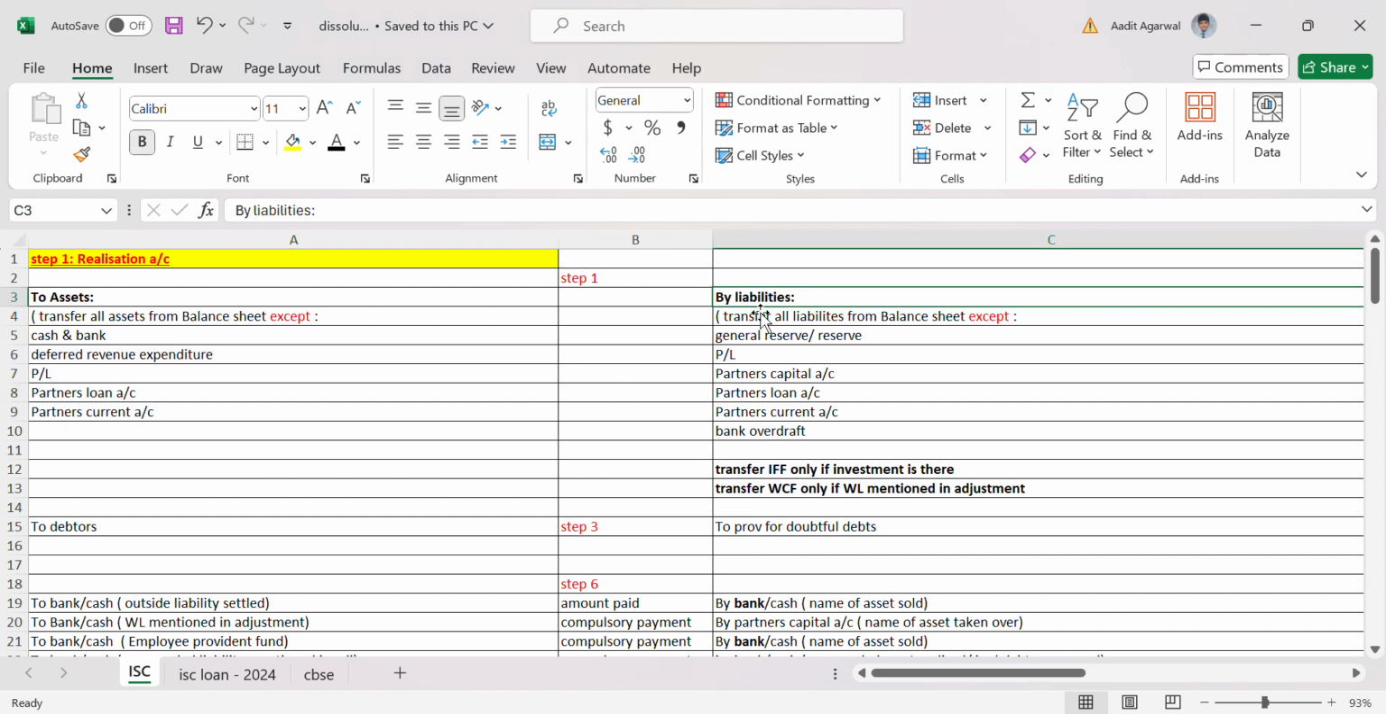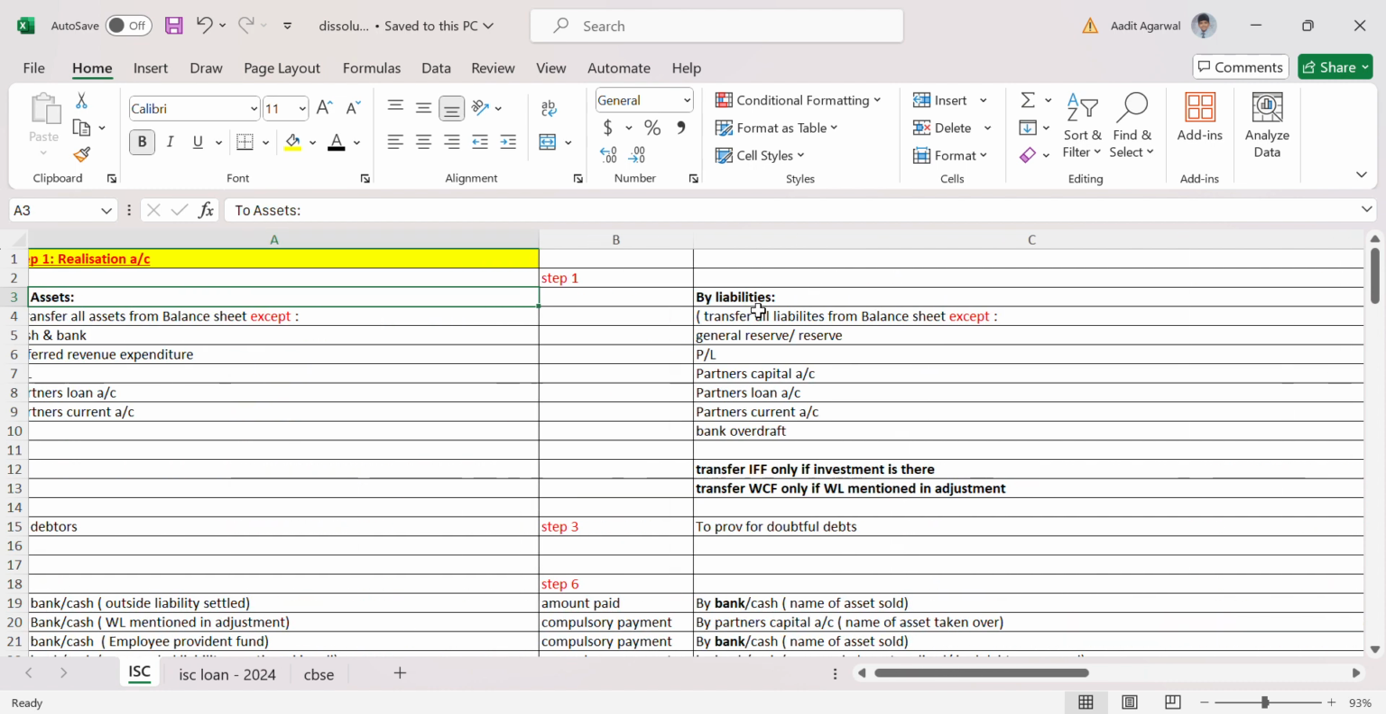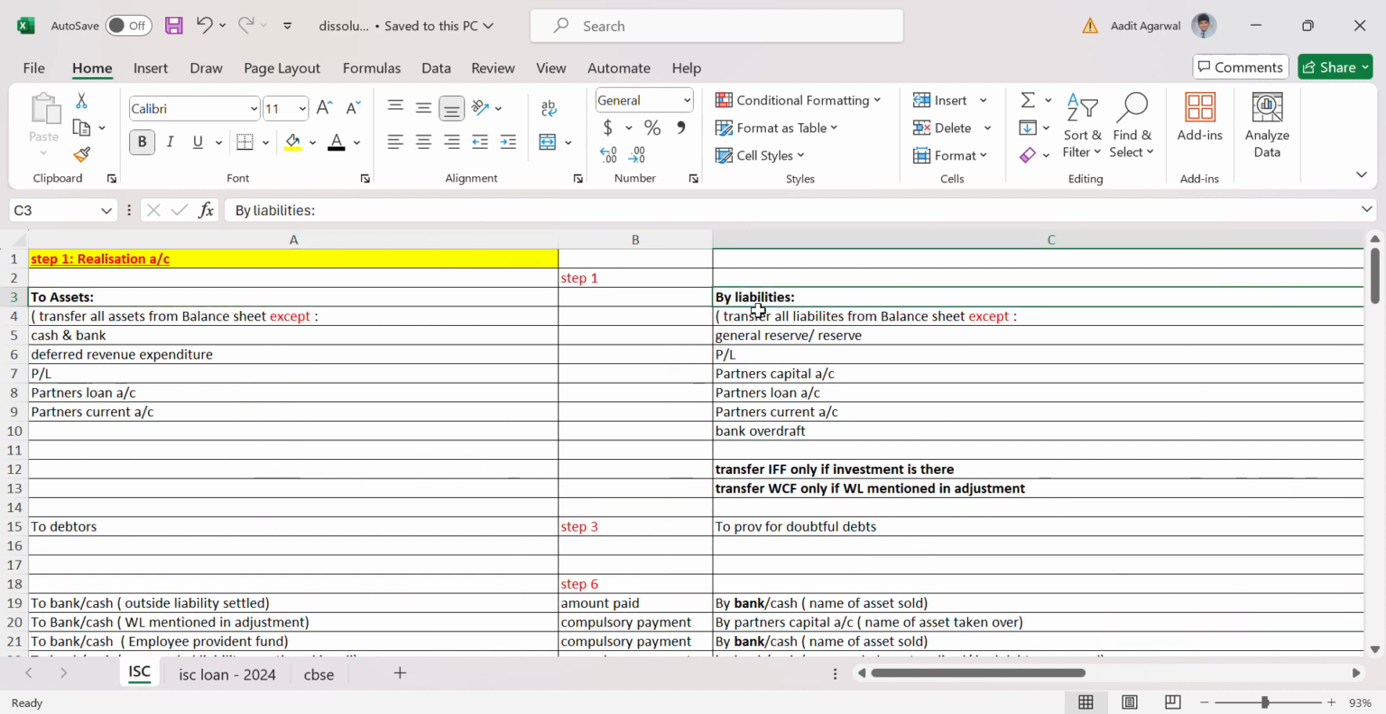Similarly, from the old balance sheet, you transfer all the liabilities one by one on the credit side of the realization account. When you are transferring the liabilities, you transfer all the liabilities except for general reserve, P&L, capital account of the partner, loan account of the partner, current account of the partner and bank overdraft. Apart from this, you transfer all the liabilities one by one on the credit side of the realization account.